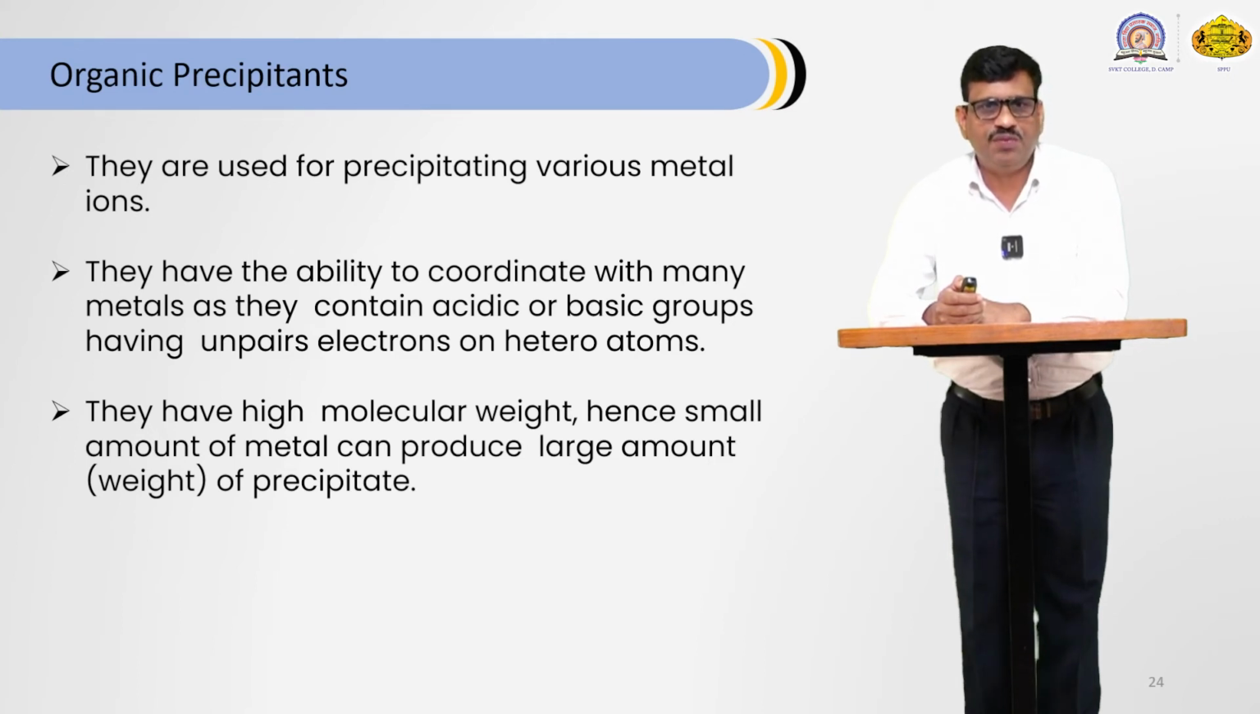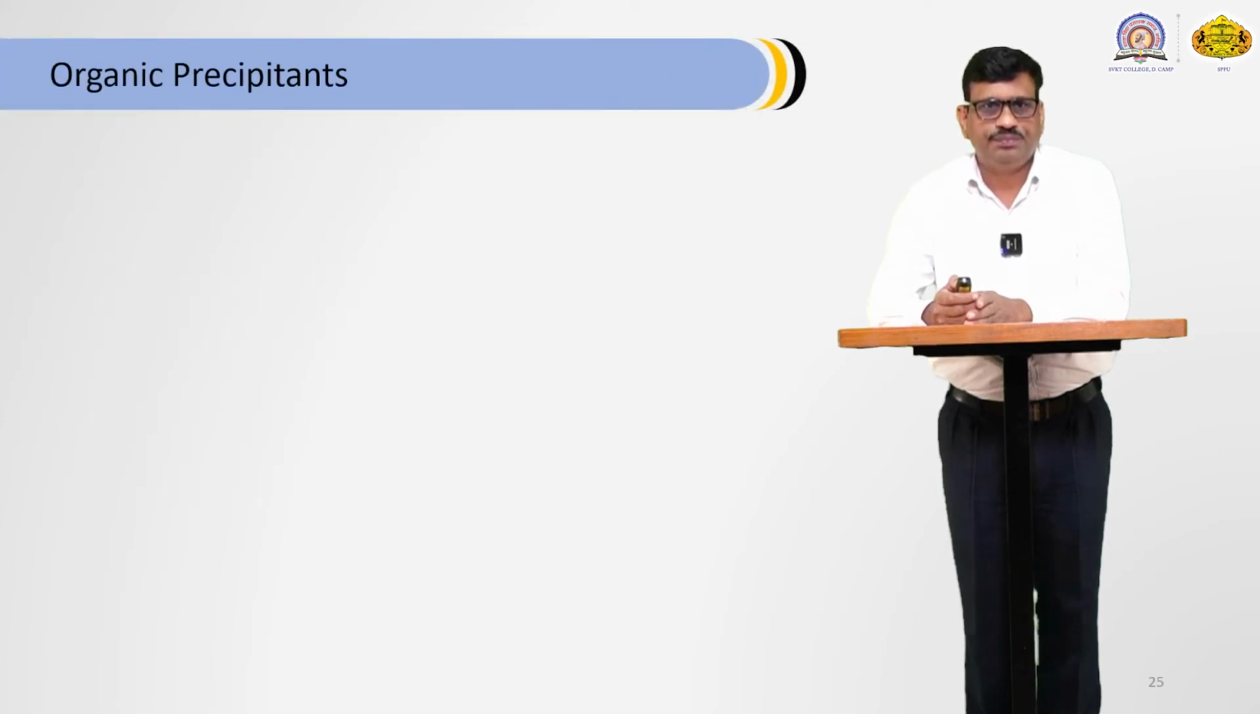These are some features of organic precipitants. Remember again, organic precipitants are organic compounds that are used as precipitating agents. They contain acidic and basic groups. That's why they can coordinate with a majority of metal ions, and metal ions can be extracted by using this type of complex.